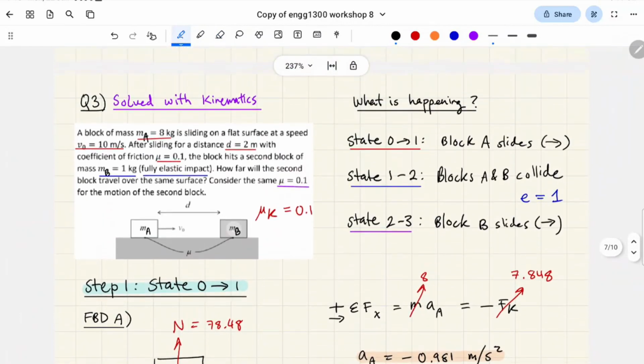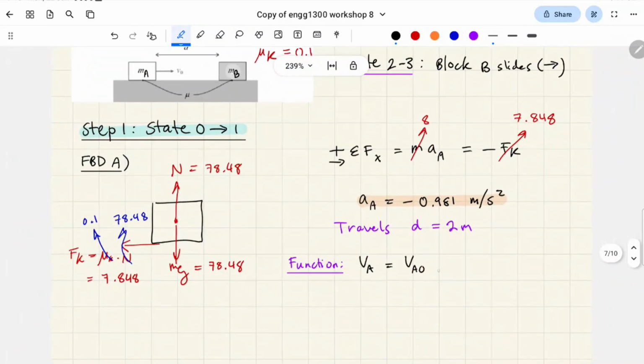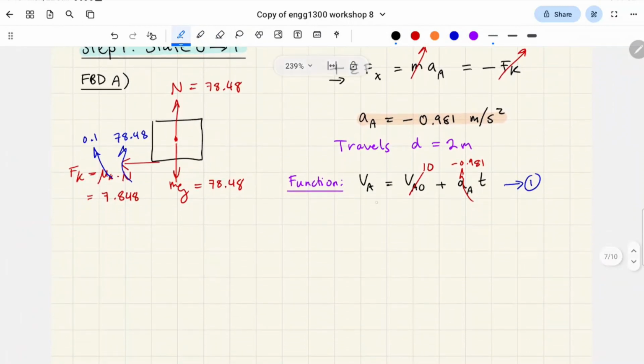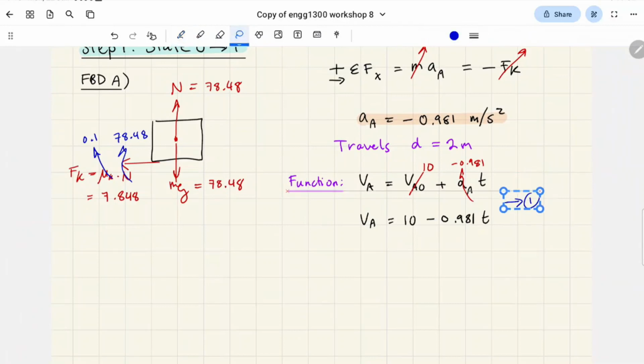So basically, VA0 is 10. The acceleration is what we just calculated before, and that's going to be multiplied by time. So that's going to be a function. I'm going to store that as equation 1. Actually, I'll just rewrite that to be a bit cleaner.